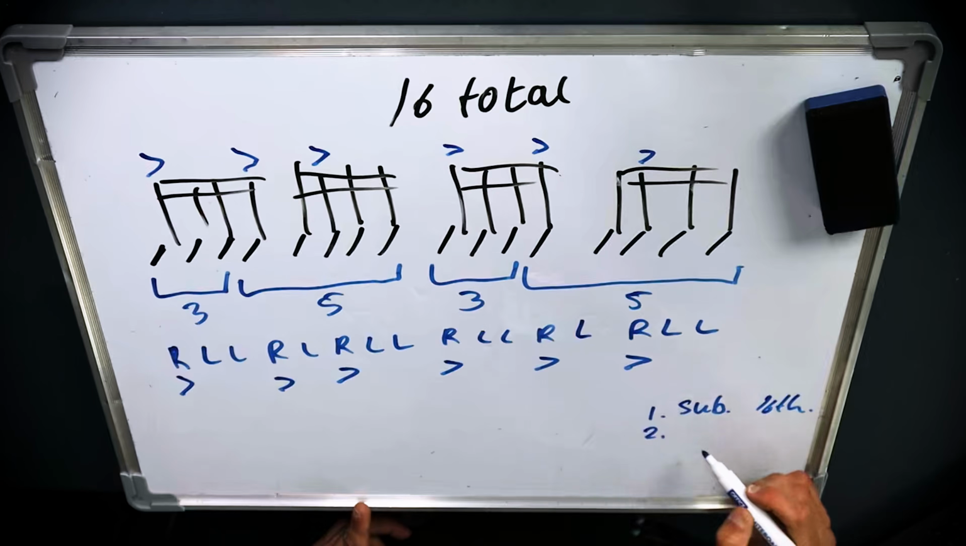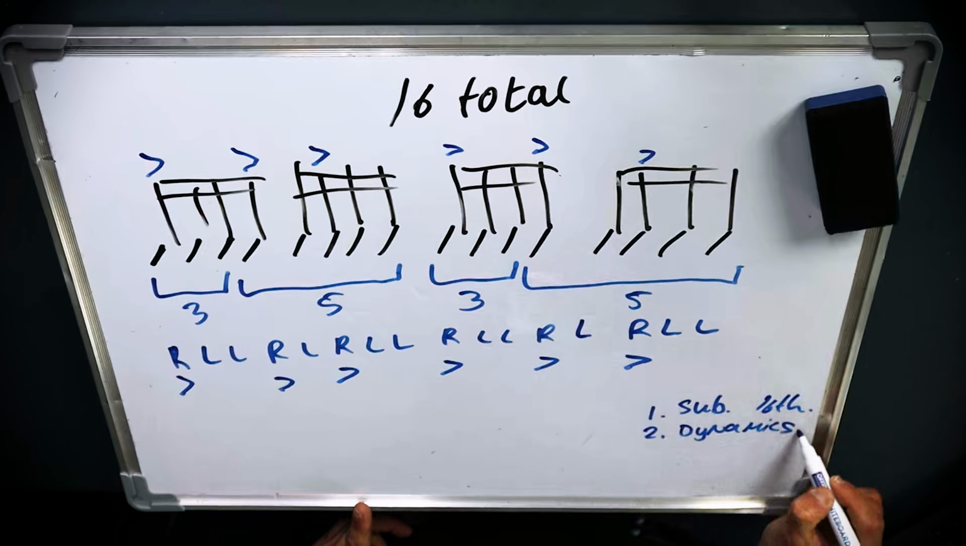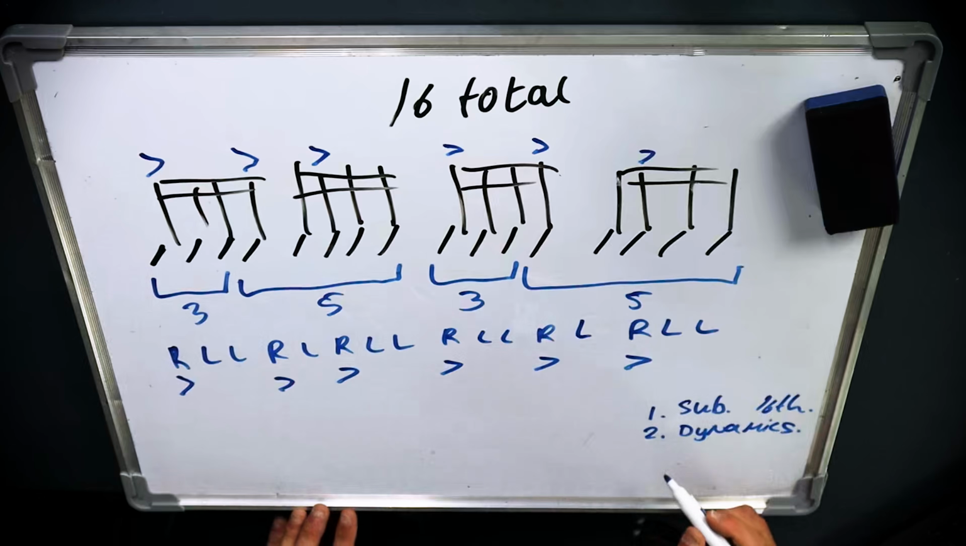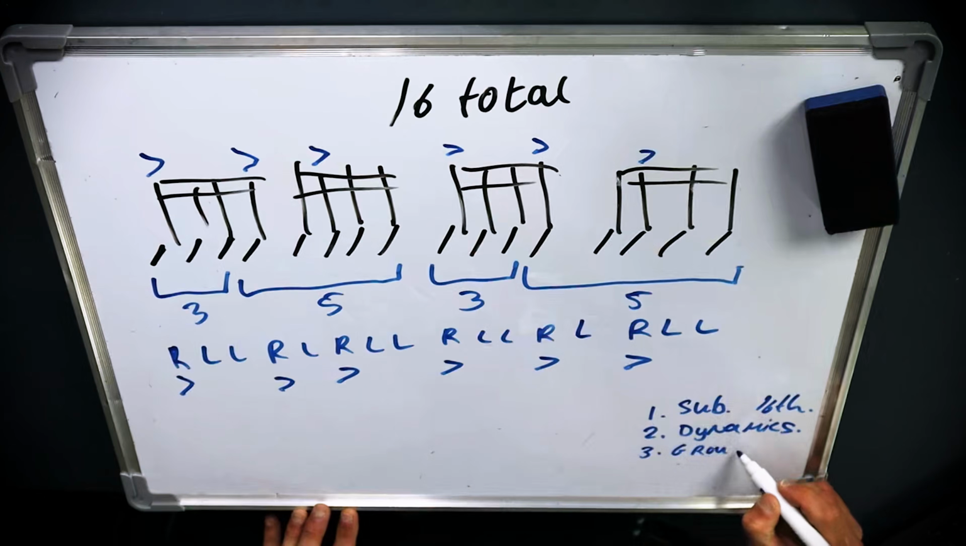Then we say, hey, 2, dynamics, because we played, we put in the accents, right? And the accents allow us to create a different melody than the groups of 4. So we now have dynamics. And then we can say, hey, what is the grouping that we're actually going to use?